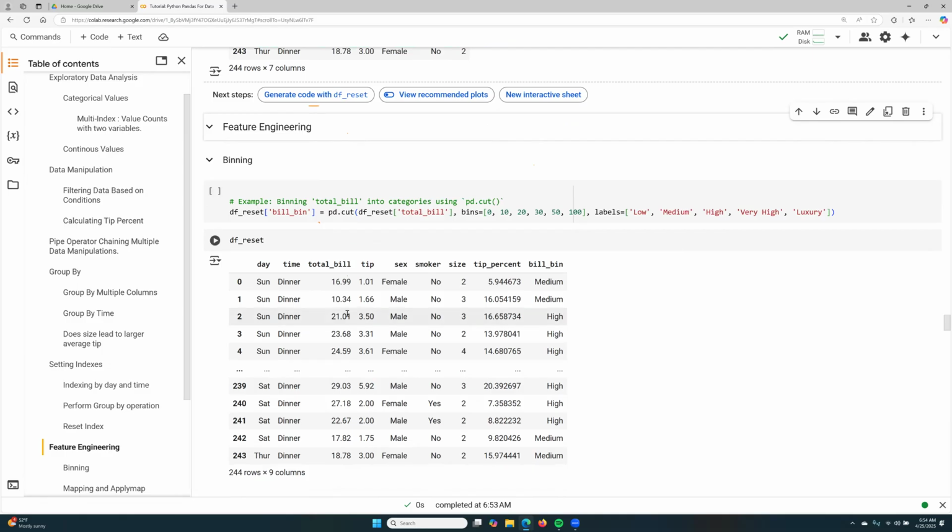So, we could see a couple of these. 21 is high because it falls into this 20-30 bucket, right? 0 to 10 is low, 10 to 20 is medium, 20 to 30. Even though it's $21.01, it's just like $1 above 20, but it's going to fall into that high bucket.